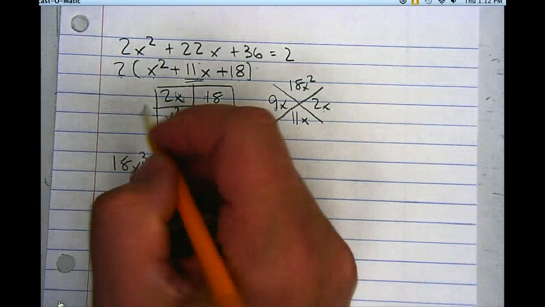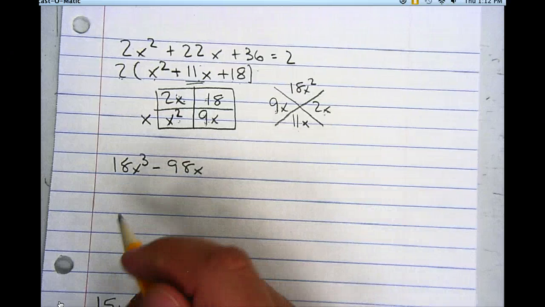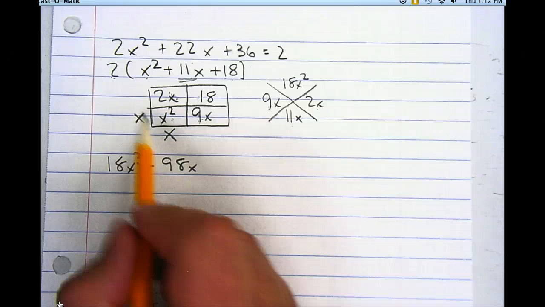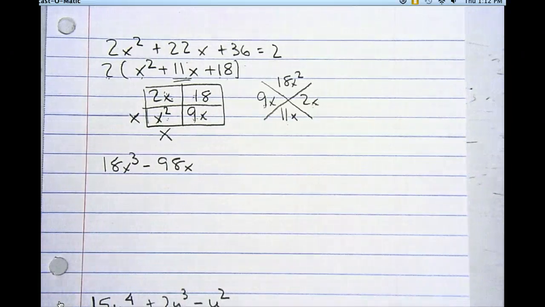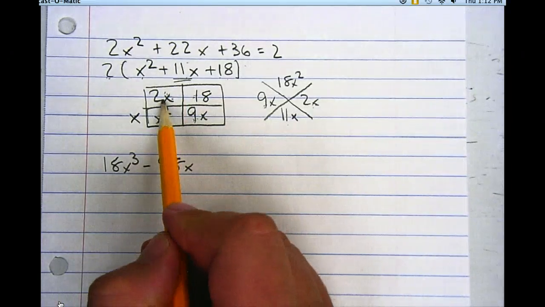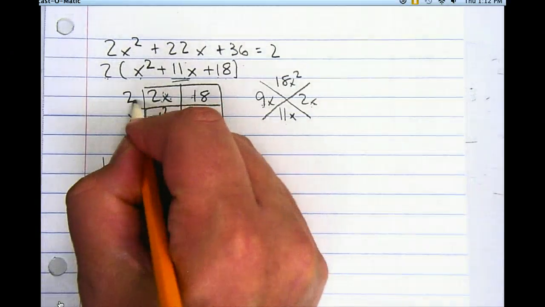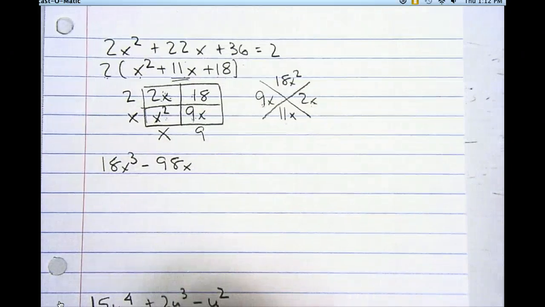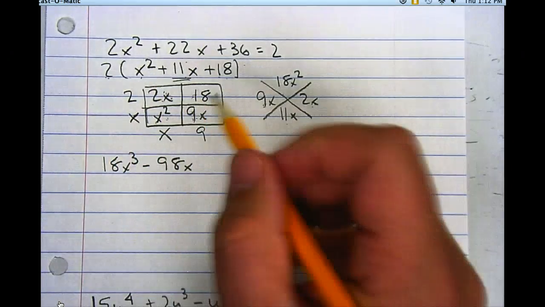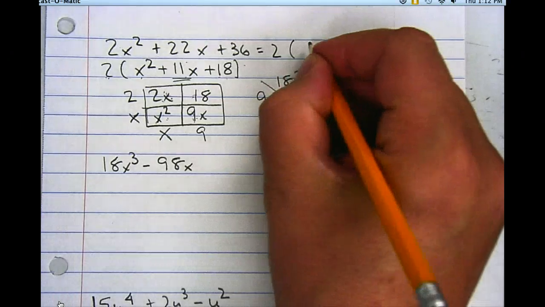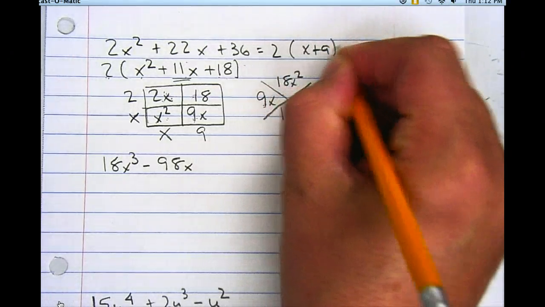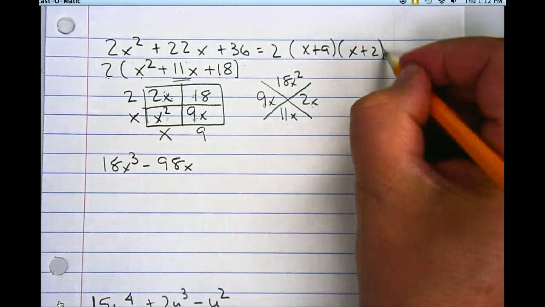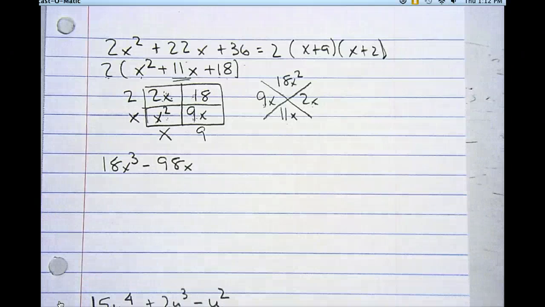In this row, I can factor an x because they both have an x in common. If this length is x, that length also has to be x. X times x is x squared, and that's why that works. If this length is x and my area is 2x, this side has to be 2. And if this length is x and my area is 9x, that length has to be 9. So to factor this one completely, I have 2 times x plus 9 times x plus 2, because that's what those dimensions are right there. Okay, let's go on to the next one.